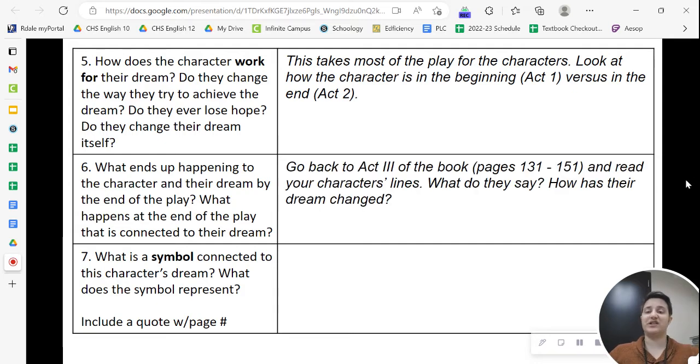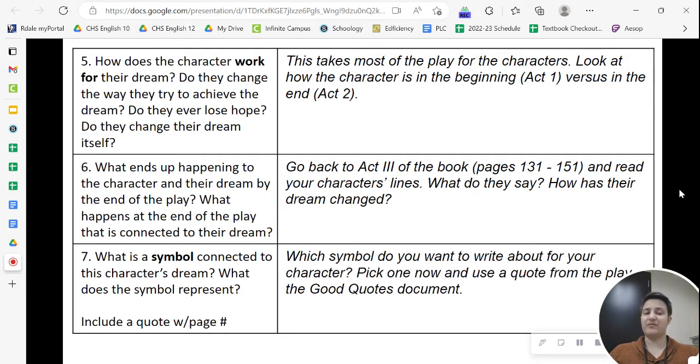Number 6 is going to continue this even further, looking at the final act of the play, Act 3. How has the character changed by the end? What happens to them and their dream? Have they achieved their dream? Have they given up on their dream? Have they changed what they think about it? Where do they end up at the end of their story?